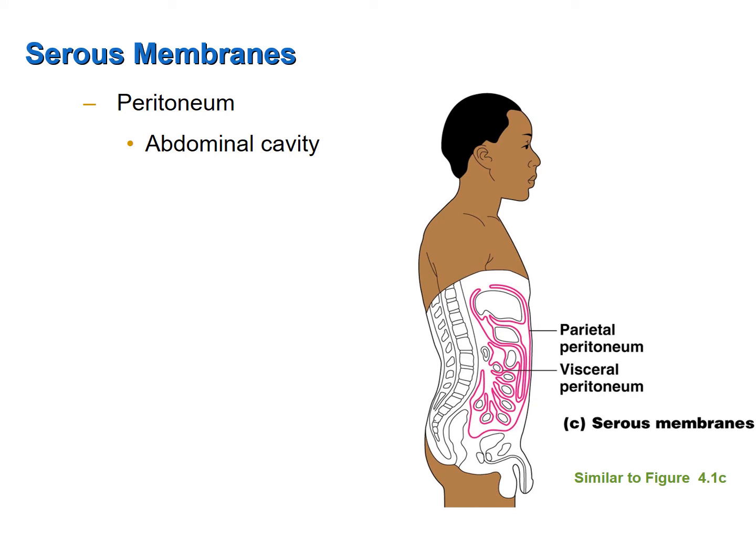So the peritoneum is simply the serous membranes of the abdominal cavity. The visceral peritoneum surrounds the GI tract and other organs of the abdominal cavity and is in contact with those organs, and the parietal peritoneum lines the wall of the abdominal cavity.